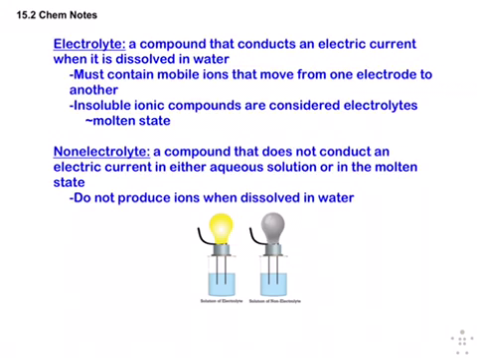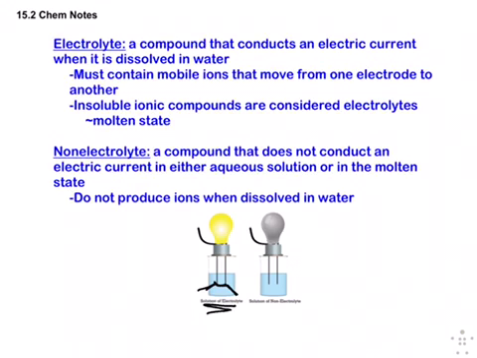In order for an electrolyte to function, the ions have to be mobile and be able to move from one electrode to another. So in this diagram down here, here's one electrode, and here would be a second electrode. So the reason this light is on is because you have ions moving between the two to complete the circuit.